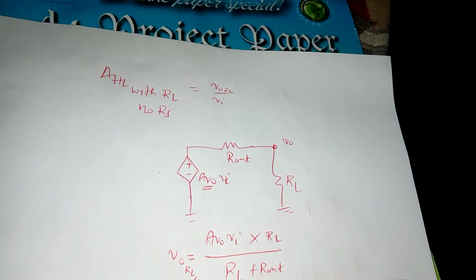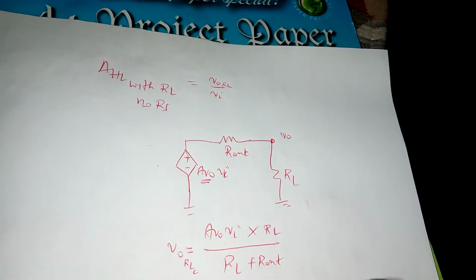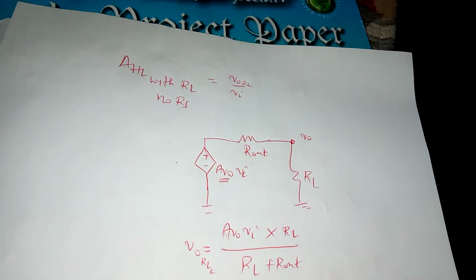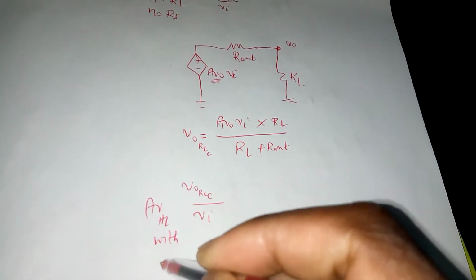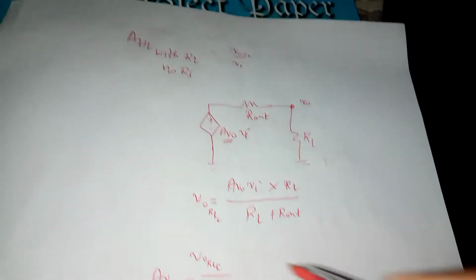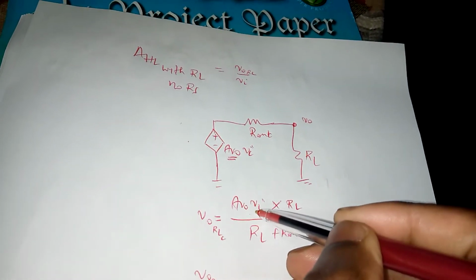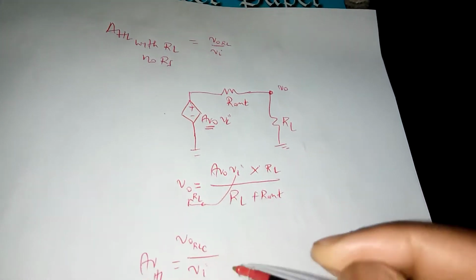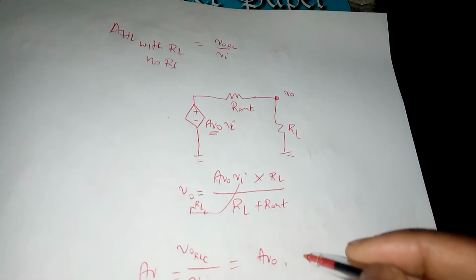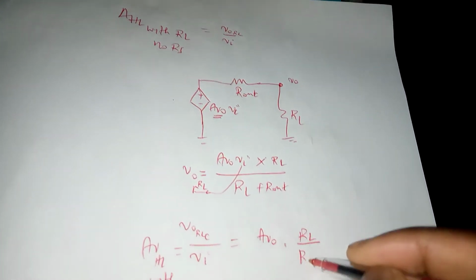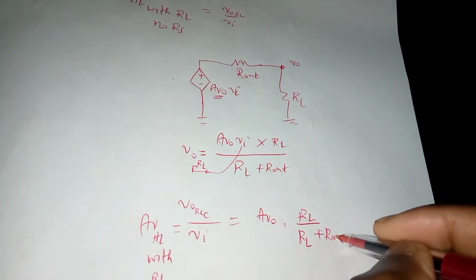So we are talking here about V out with RL connected divided by VI, which is the gain we are looking for, the half loaded with RL, should be obtained by moving VI this side and dividing it this side. So you get the open loop gain that we know the formula of times RL over RL plus R out.